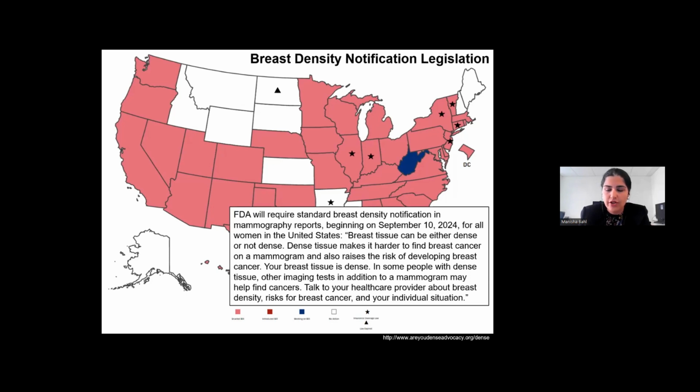Dense tissue makes it harder to find breast cancer on a mammogram and also raises the risk of developing breast cancer. Your breast tissue is dense. In some people with dense breast tissue, other imaging tests in addition to a mammogram may help find cancers. Talk to your healthcare provider about breast density, risks for breast cancer, and your individual situation. As a side note, the imaging tests that can be used in addition to 2D mammography and 3D mammography or tomosynthesis are ultrasound, MRI, or contrast-enhanced mammography, each of which we'll discuss in turn.